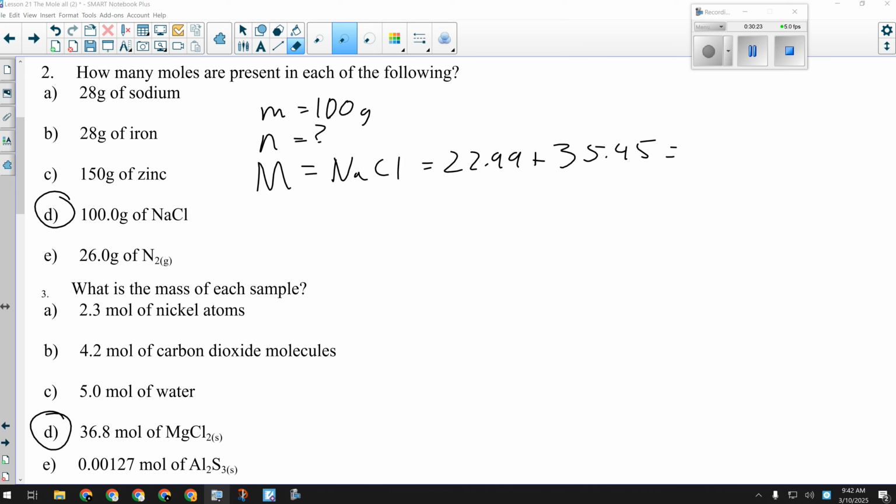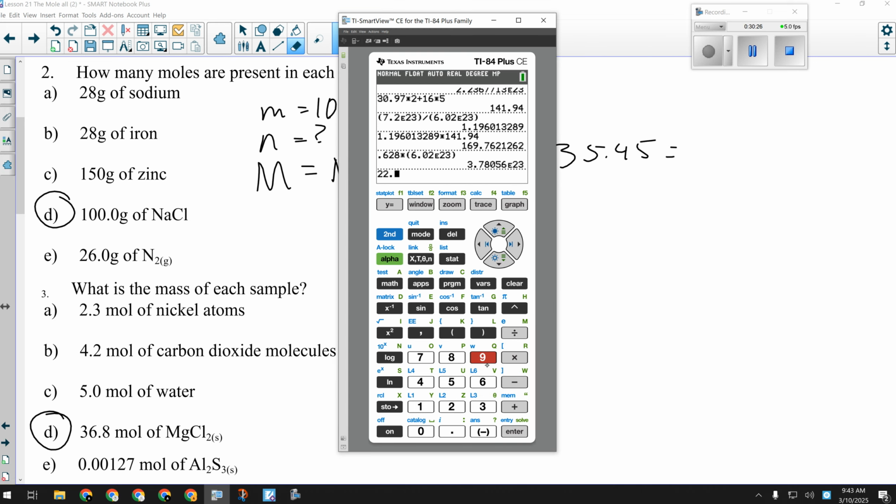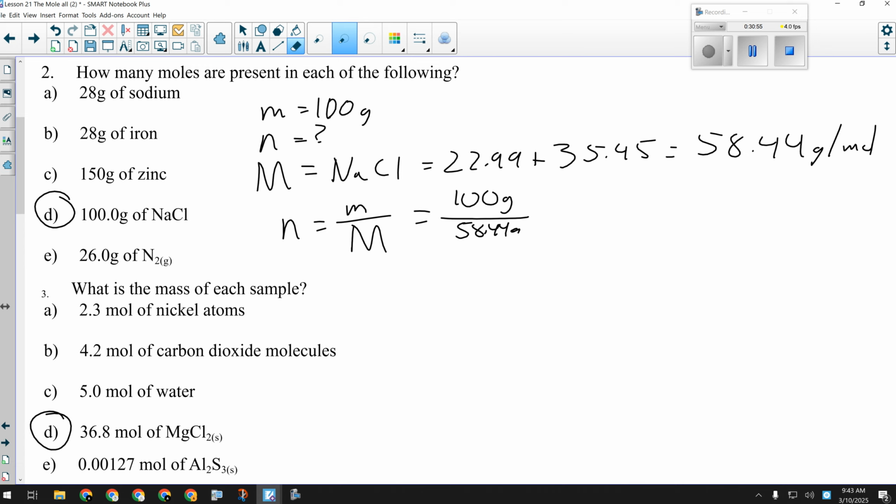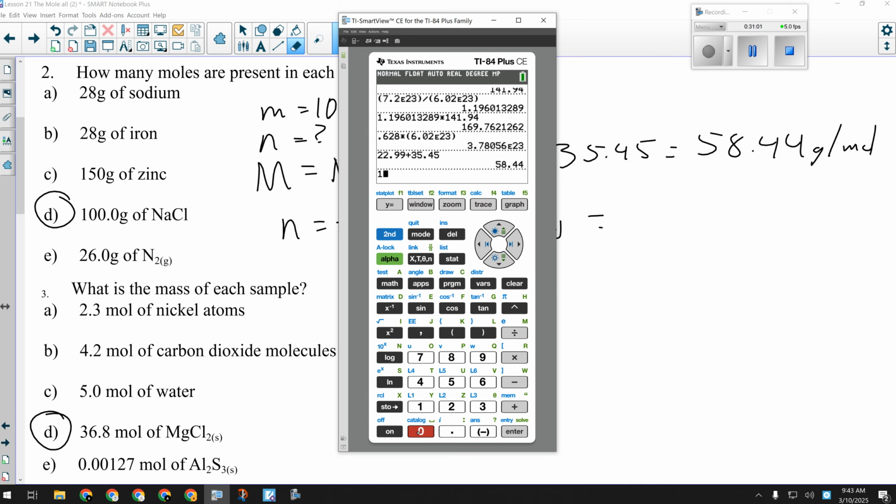You know what? I shouldn't do things in my head. I should know better. 22.99 plus 35.45 is 58.44 grams per mole. All right, so I've got little m and I've got big M. The mole equation says I calculate n by dividing those two numbers. So all I have to do is go 100 grams divided by 58.44 grams per mole. Grams will cancel, and I'll be left with the number of moles. So 100 divided by 58.44 is 1.71 moles.